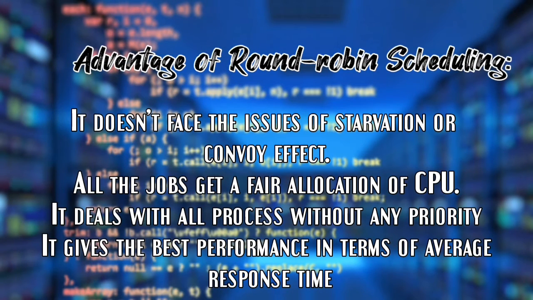Advantages of round-robin scheduling: it doesn't face the issues of starvation or convoy effect. All the jobs get a fair allocation of CPU. It deals with all processes without any priority. It gives the best performance in terms of average response time.